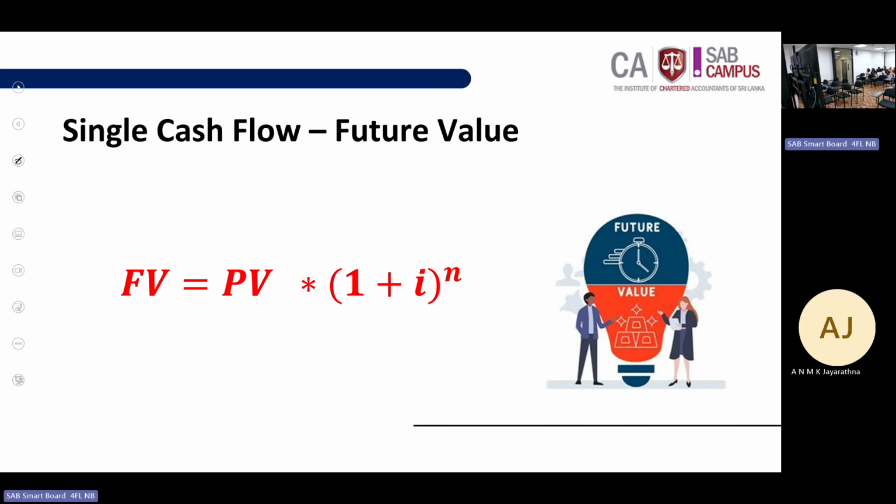Based on the type of cash flow, the identification of present value and future value will be different. That's what I wanted to explain at the initial point.